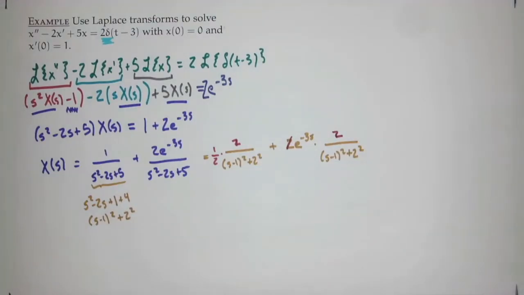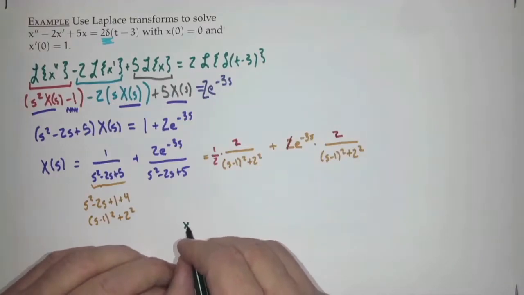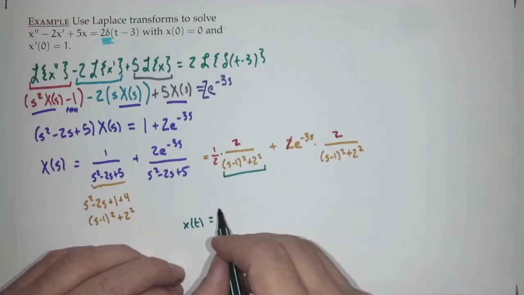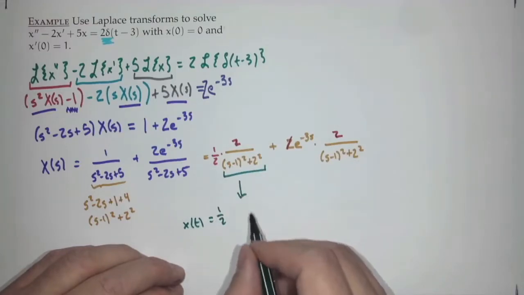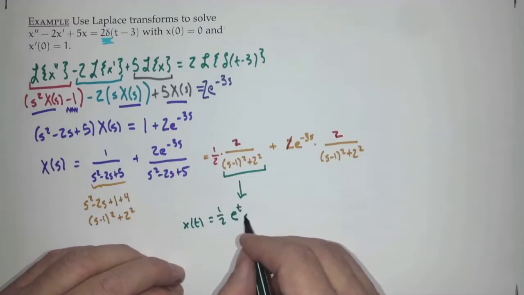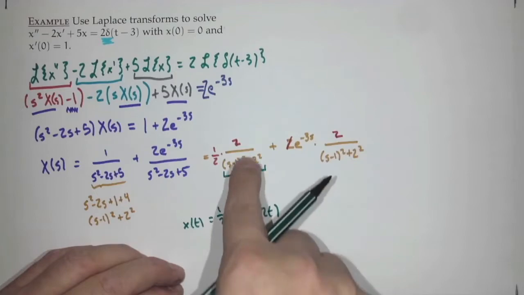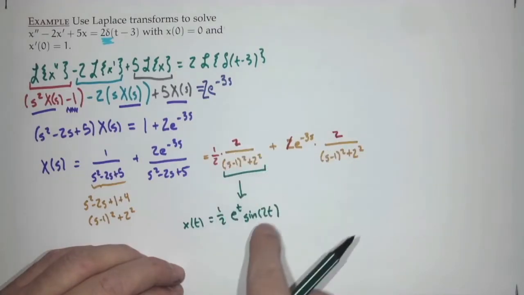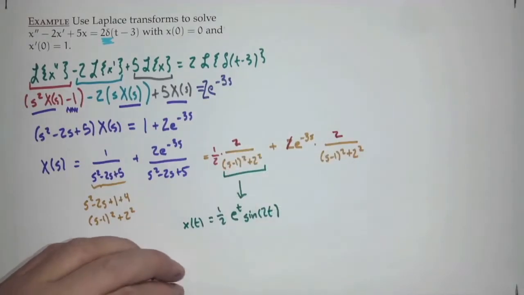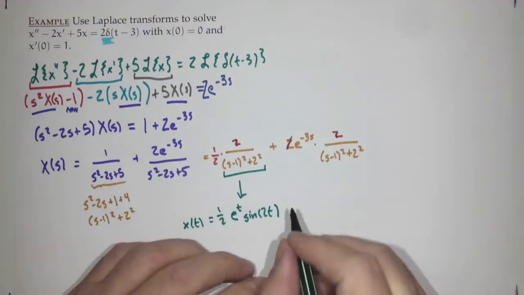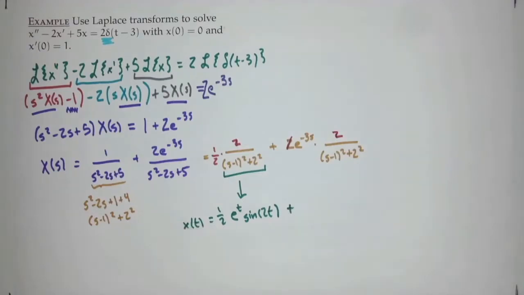So we're ready to write down our answer. So x of t, we already figured out that this part is going to go to e to the t sine 2t. If the sine of 2t would be 2 over s squared plus 2 squared, the e to the t shifts it, so it becomes s minus 1 on the inside. And then we're going to add something. So let's talk about this second part.